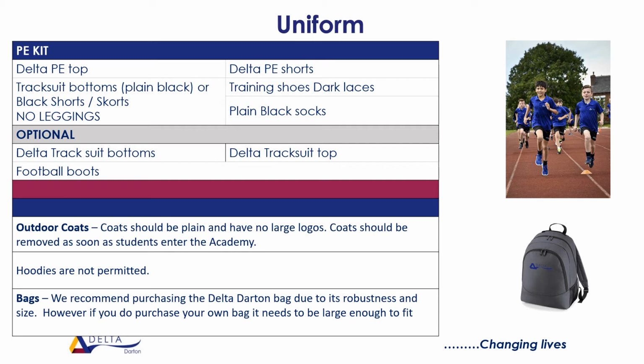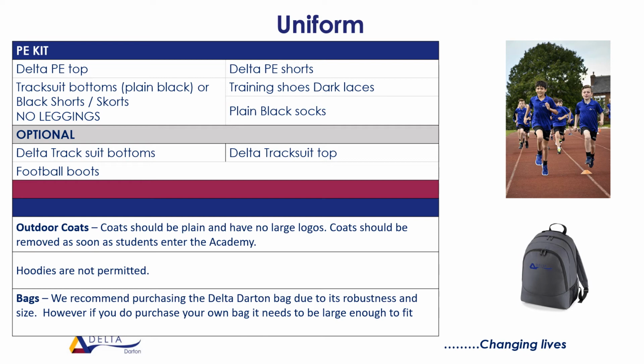The PE kit. All students will be provided with the Delta PE kit, where they'll receive the Delta PE top, the shorts and the socks. Students may wear plain black tracksuit bottoms, however students are not permitted to wear leggings. We also state that students must always bring their PE kit for their PE lessons. PE lessons do take place outside, so it's important that the students have got this PE kit to change into, therefore keeping them dry in case there is ever any inclement weather.